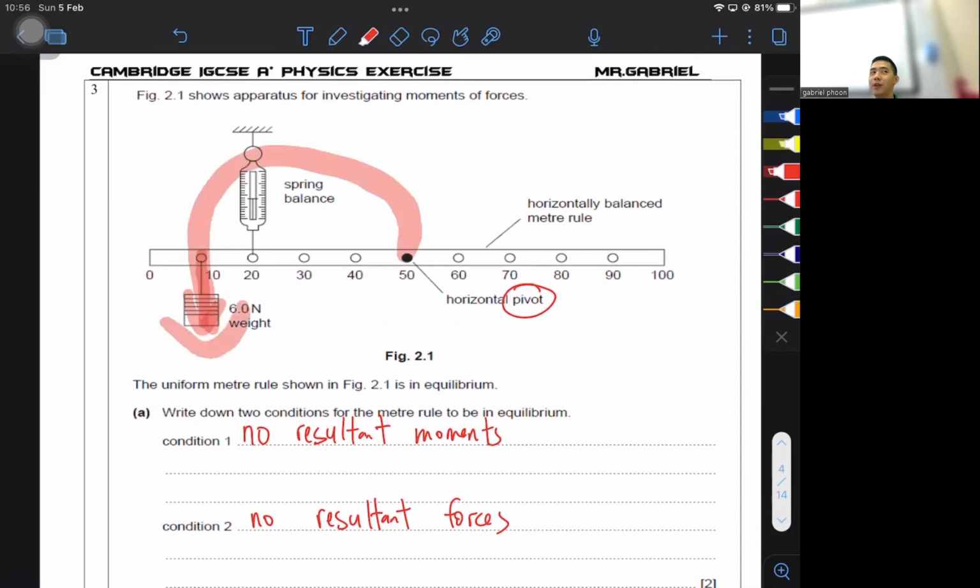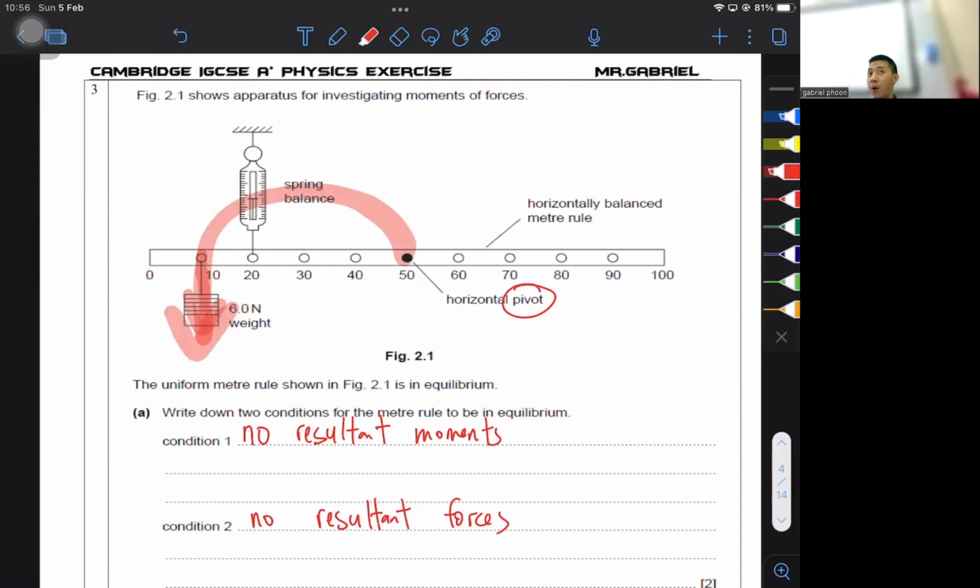Who here by now still cannot differentiate what is clockwise and what is anti-clockwise? See some panic faces. Maybe you are one of them, maybe you are not. But I hope you all know, right?